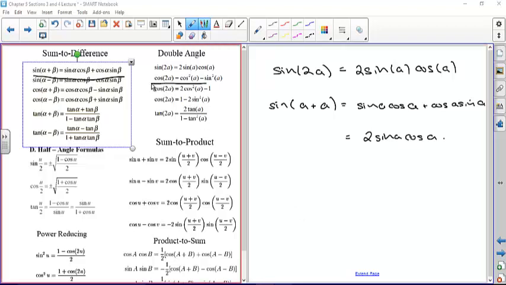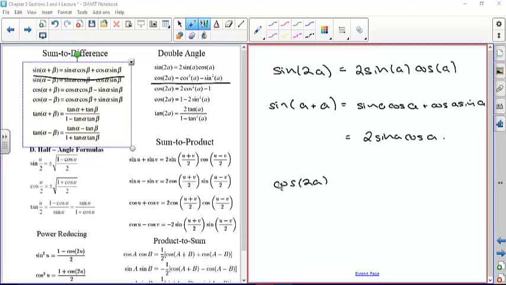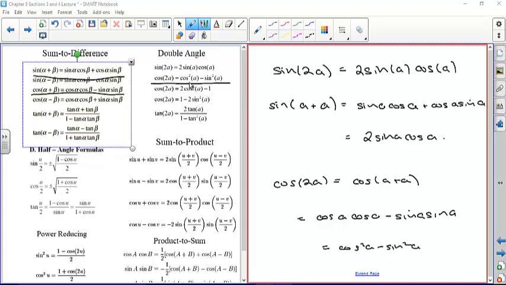The next one, cosine of 2a, let's do that one. Cosine of 2a is going to be the same as the cosine of a plus a, where alpha and beta are the same. So we're going to use this one right here. We have the cosine of a times the cosine of a minus the sine of a times the sine of a. And so that's cosine squared of a minus sine squared of a. So that's this one. And then the other two you can get using the Pythagorean identity. You could replace sine squared with 1 minus cosine squared, or you can replace cosine squared with 1 minus sine squared. And that's why there's only one choice for the sine of 2a, because it doesn't involve something squared, but when you do the cosine of 2a, it does.